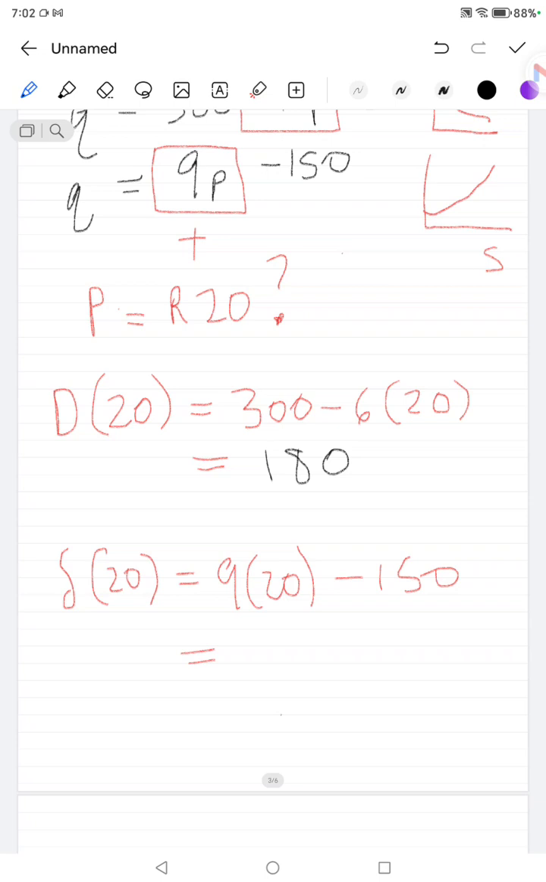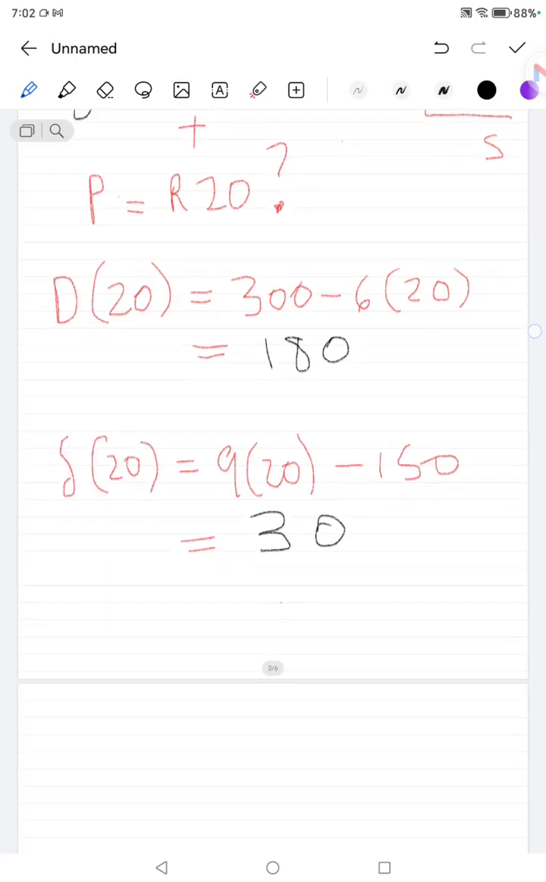And then for the supply, it's 30. You can have your date. So now you can see that your demand is greater than your supply. You see? So it means if more people are demanding more of the product, the supplier must also try to match the demand.